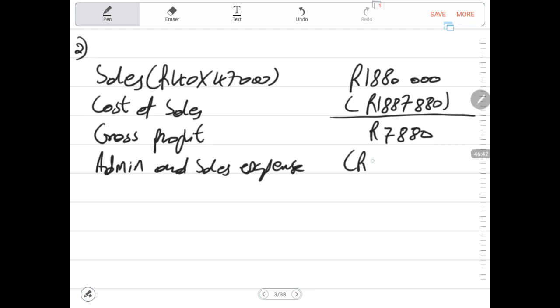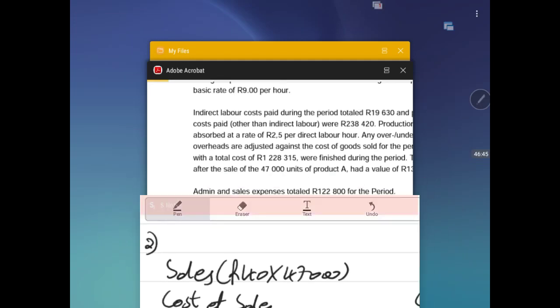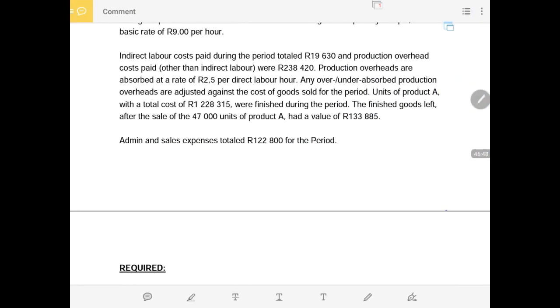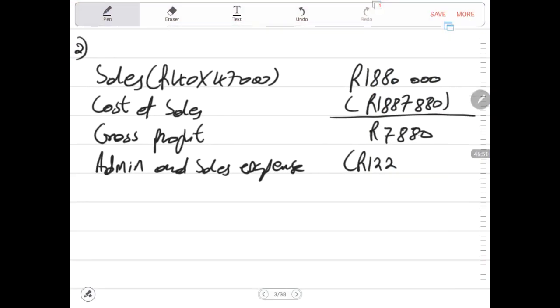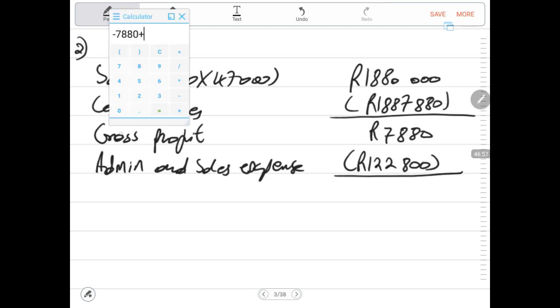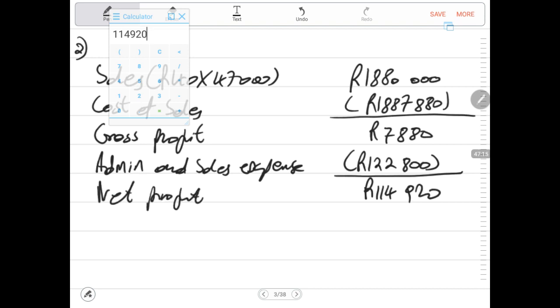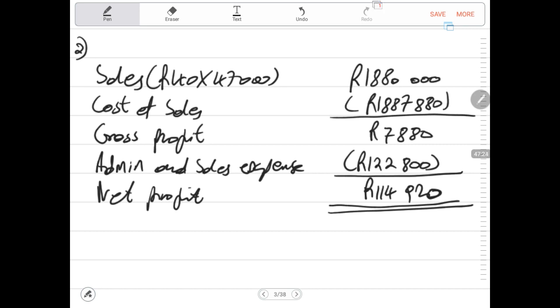The admin and sales expense is 122,800 is our admin expense, 122,800. Then after we can say plus 122,800. Remember, this is a minus. We have 114,920 as our net profit. However, this is profit for the period. We still have tax and other expenses, most especially tax, that will need to be taken into account.